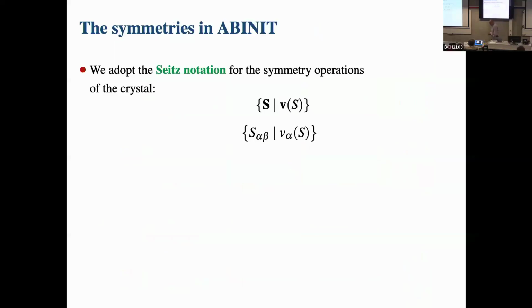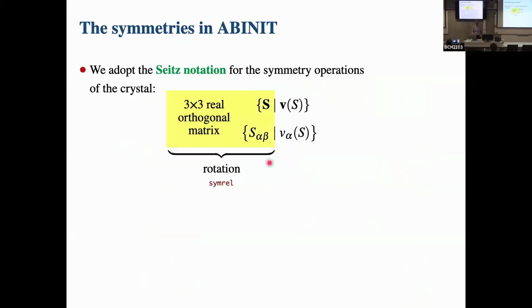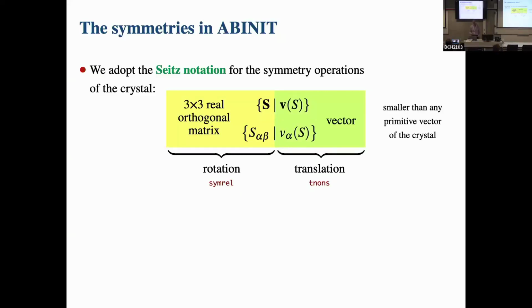So the other thing that is interesting in Abinit is the symmetries. So you can either give them yourself, or the code finds them for you. So adopting what is called the Seitz notation, that basically consists of this thing here, which is a 3x3 orthogonal matrix, okay, which you can specify in Abinit with symrel, we will see that. And then a vector that describes the translation of the symmetry, okay, and this vector is typically smaller than the vectors of the unit cell, and the variable for that in Abinit is tnons.